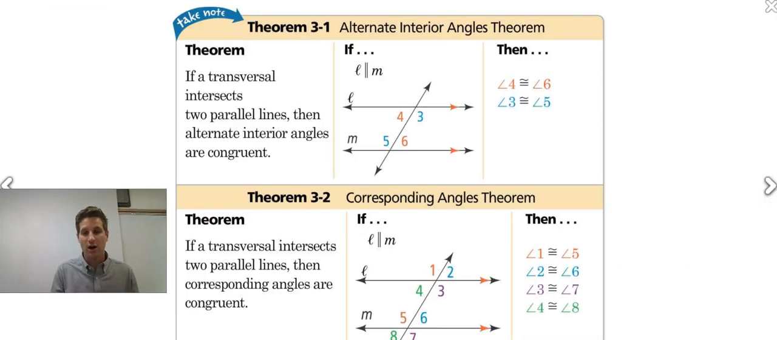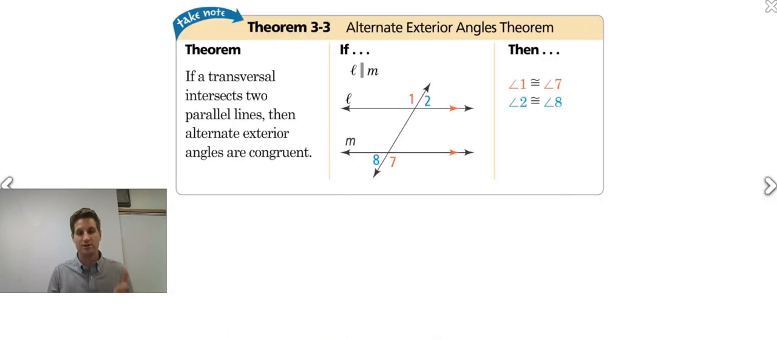Okay, alternate interior angles, same thing. If the lines are parallel, then alternate interior angles are going to be congruent. So 4 would be congruent to 6, 5 is congruent to 3. And corresponding angles, similar thing. If our lines are parallel, then corresponding angles are congruent: the top left of the table is equal to the top left of the table on the other table. And vice versa. So make sure you get those written down.